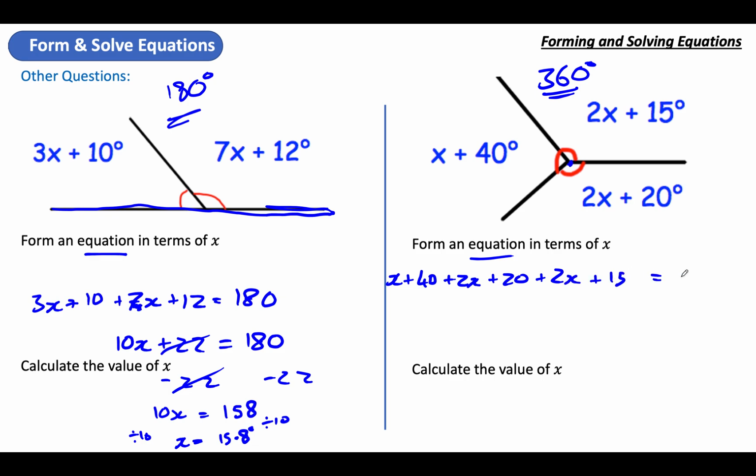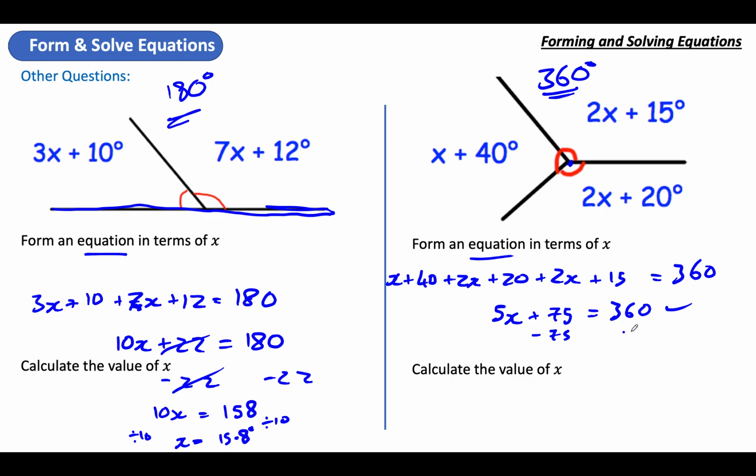That's 15. Okay, and that will equal 360 because they are 3 angles around a point, making a full turn. Put the x's together, and you get 5x. Put the numbers together, and you get 40 and 20 is 60, plus 15 is 75. So there's my equation. Now calculate the value of x.